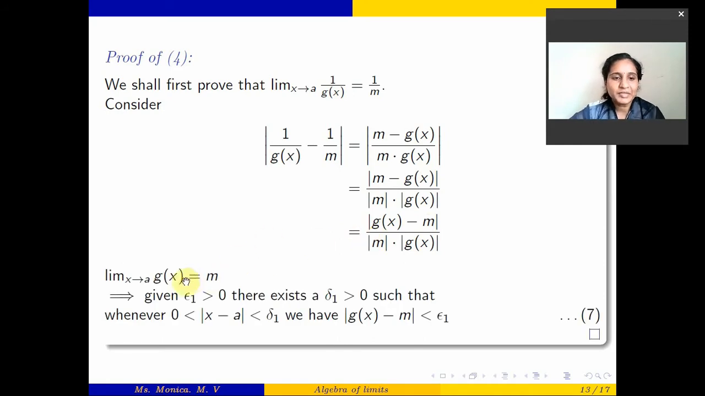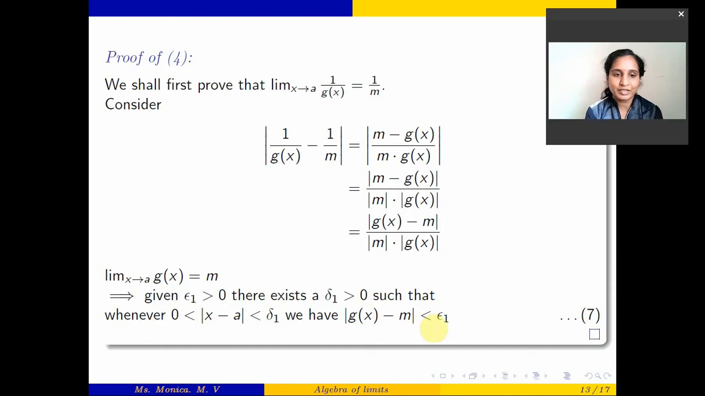Now given that limit x tending to a, g of x is equal to m. Now given some epsilon 1, I won't come to epsilon, I will start with epsilon 1. Epsilon I will take when I have f of x by g of x. So given epsilon 1 greater than 0, any epsilon 1 greater than 0, I can find a delta 1 greater than 0 such that whenever the distance between x and a is greater than 0 and less than delta 1, we have modulus of g of x minus m is less than epsilon 1.